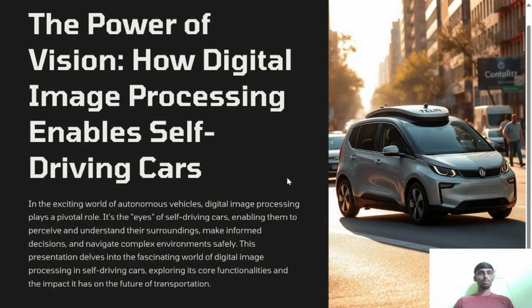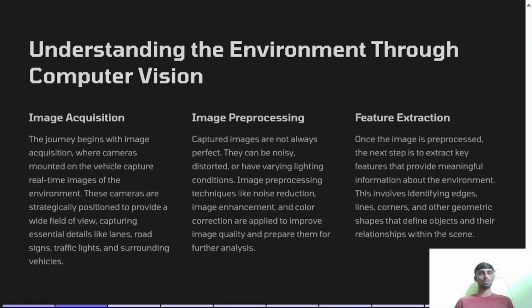Today we are discussing the vision of how digital image processing enables self-driving cars. In the existing world of vehicles, digital image processing plays a pivotal role. It is the eyes of self-driving cars, enabling them to perceive and understand their surroundings, make informed decisions, and navigate complex environments safely. This presentation delves into the fascinating world of digital image processing in self-driving cars, exploring its core functionalities and the impact it has on the future of transportation.